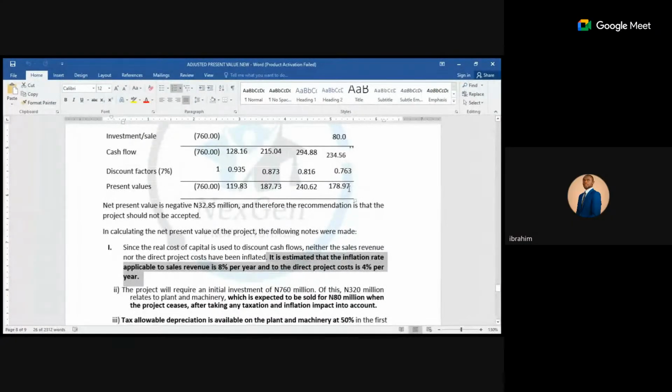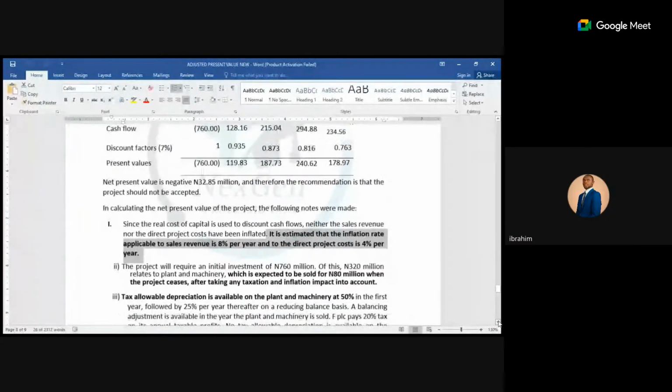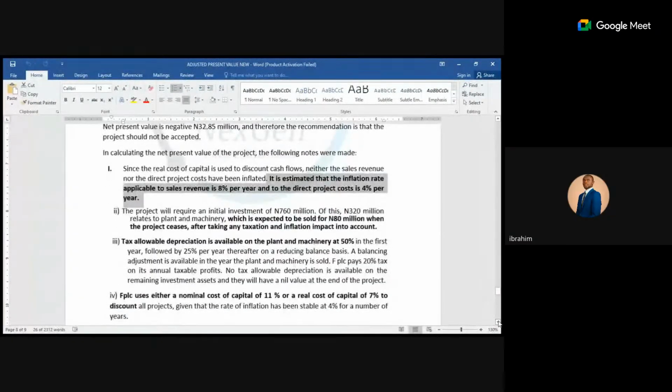So all these figures given to us here are all what? Are all real cash flow. Is that not so, class? So when we inflate it, it becomes what, class? Money cash flow. Okay, money cash flow. Okay, thank you. So next, we need to inflate the sales and direct project cost.